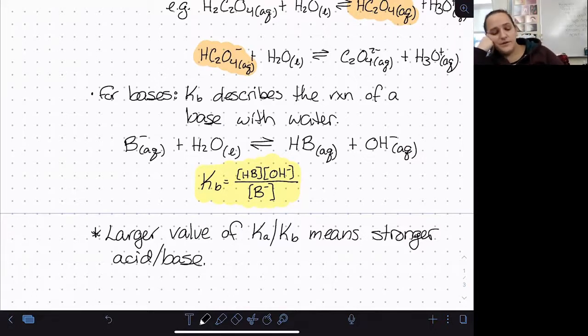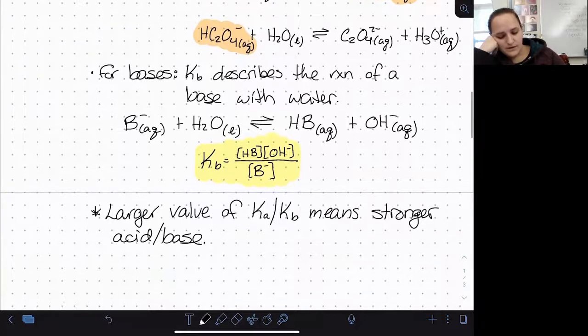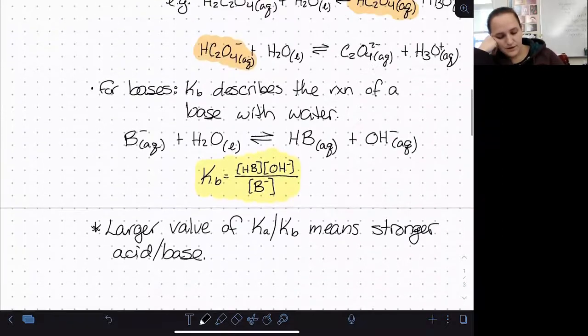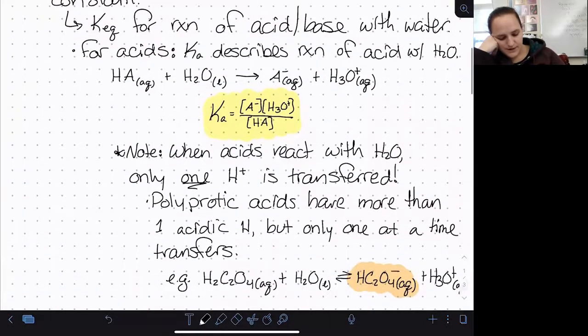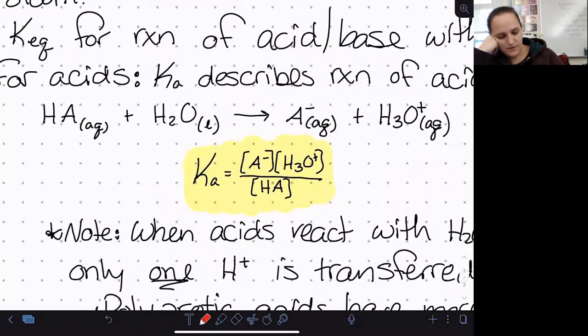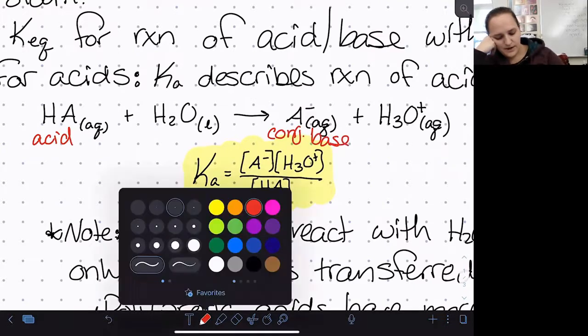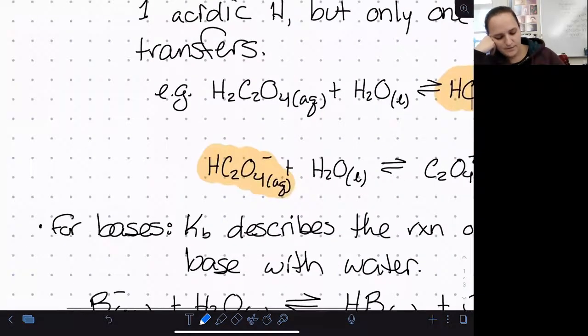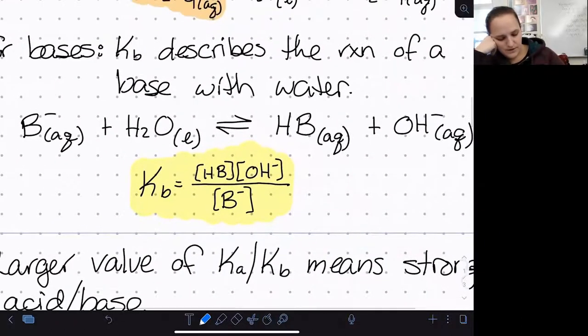So we can also use this idea to help us better identify weak bases. This gives us another relationship between an acid and its conjugate base, and a base and its conjugate acid. If we look back at the reactions we wrote here, we have an acid that loses a proton to become its conjugate base, and we have water functioning as a base, gaining a proton to become its conjugate acid. And the same type of relationship in the base equation.